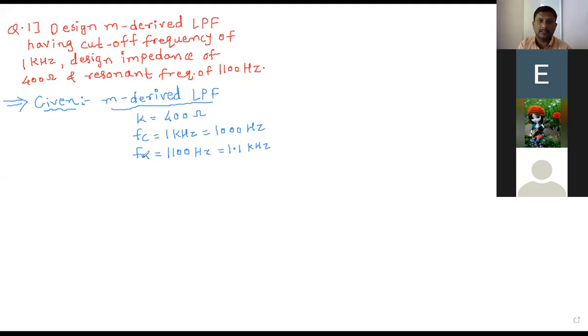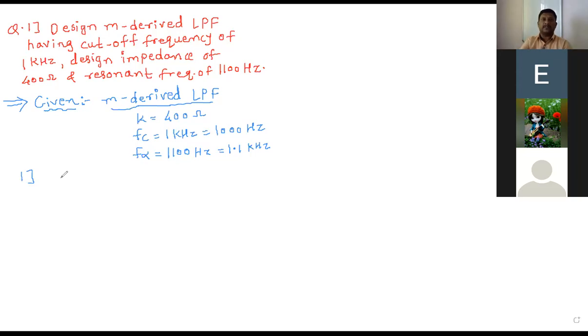So here you can check the resonant frequency value should be greater than the cutoff frequency. Whether it is there? Yes or no? Resonant frequency is 1.1 and cutoff frequency is 1.0. So there is a 100 hertz difference. So F alpha is greater. Obviously, it follows the rules of an M derived low pass filter. Now next, we are going to start the first calculation part.